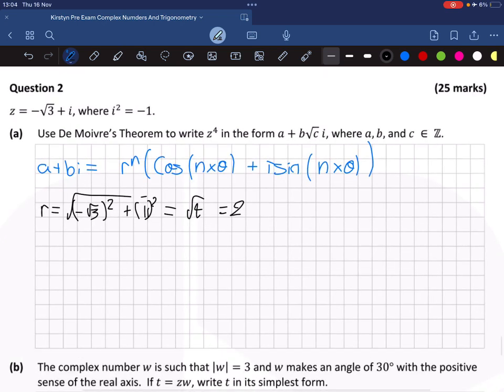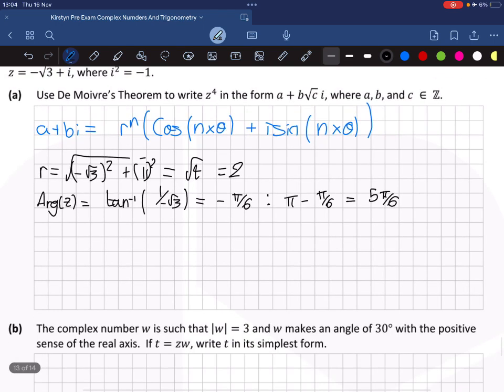Now we need to find the argument. So the argument of z is going to be equal to the tan inverse of 1 over minus root 3. This comes out to minus pi over 6. So we need to do pi minus that. So if we do pi minus pi over 6, we're going to get 5 pi over 6.